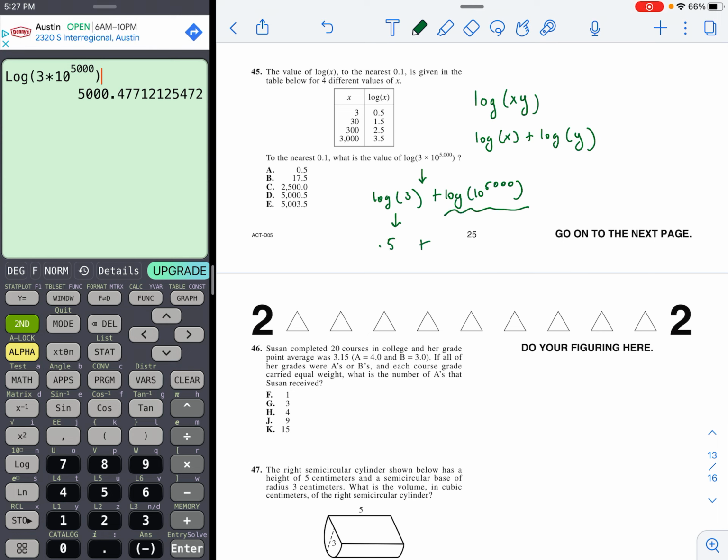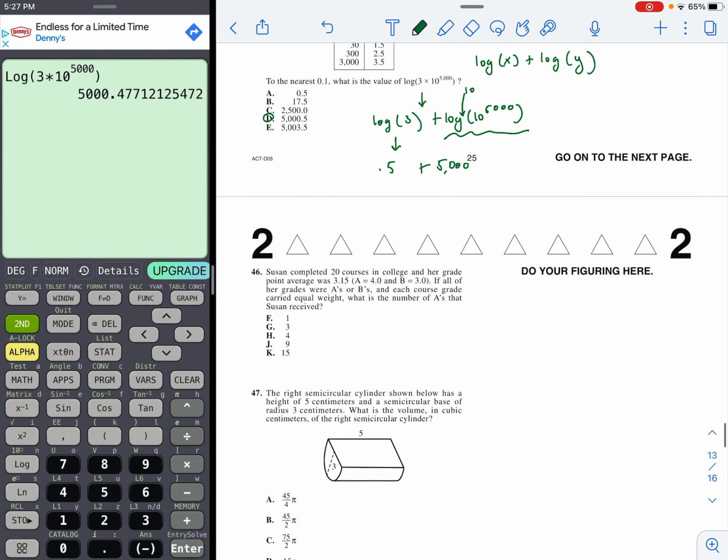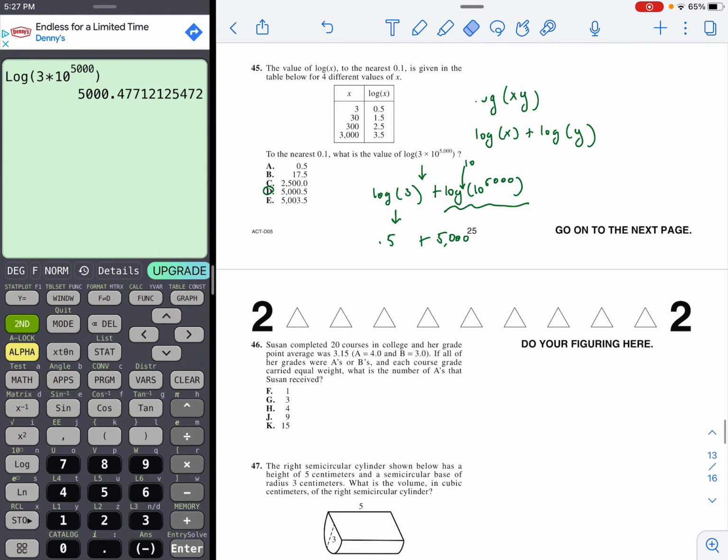You had to know that the log of 10 to the 5,000 means what power of 10. Remember, if it doesn't say anything here, it's an understood 10. What power of 10 is 10 to the power of 5,000? Well, it's 5,000. And so we have 5,000 plus 0.5. We'd have answer choice D there. And actually, this comes up again in like 3 problems, knowing these log rules. I just erased them, but I would definitely make sure you know these log rules.